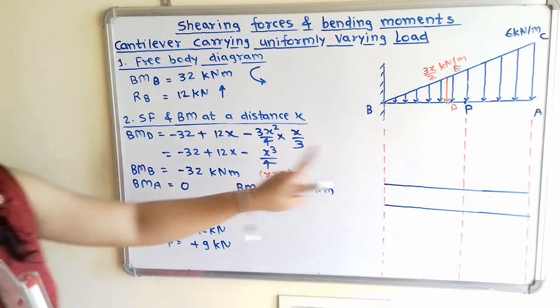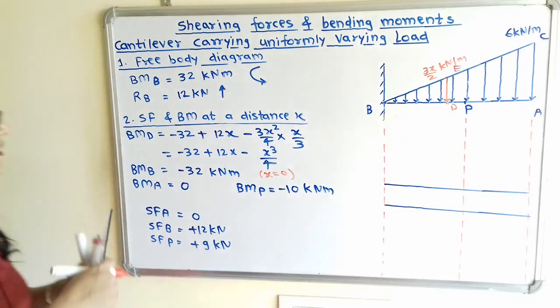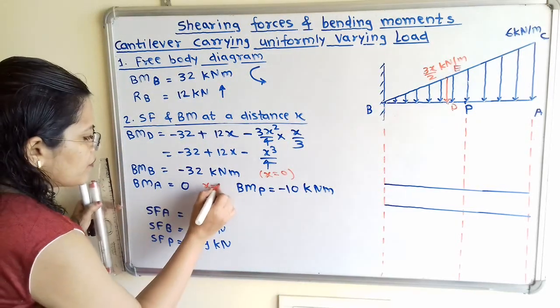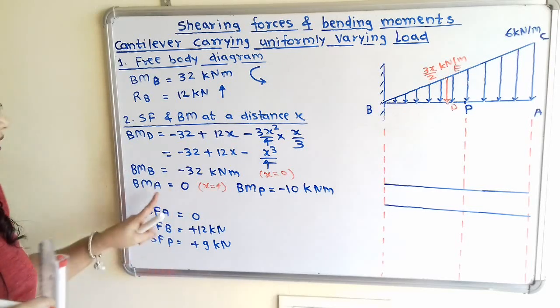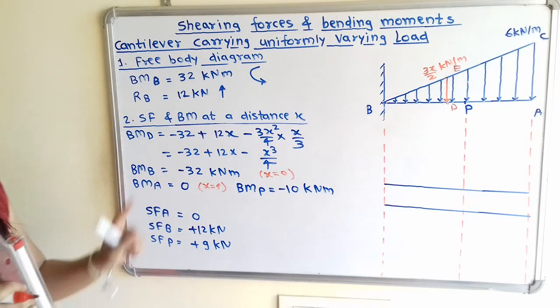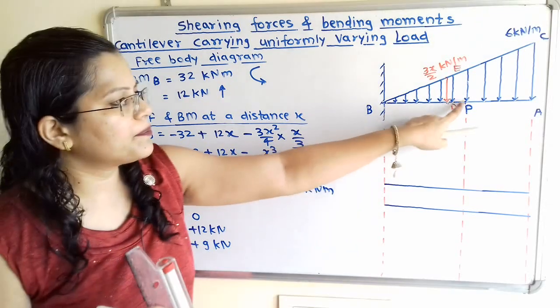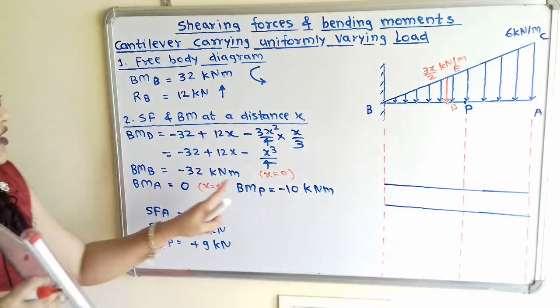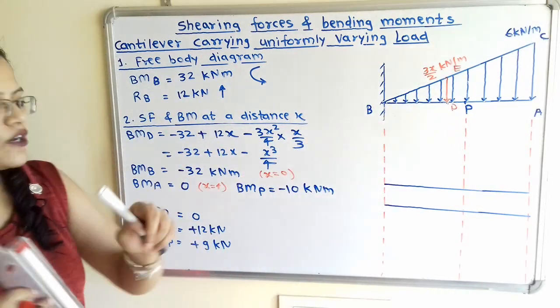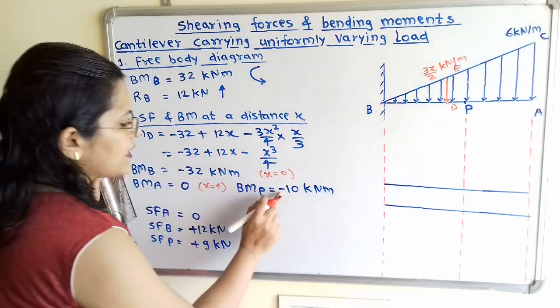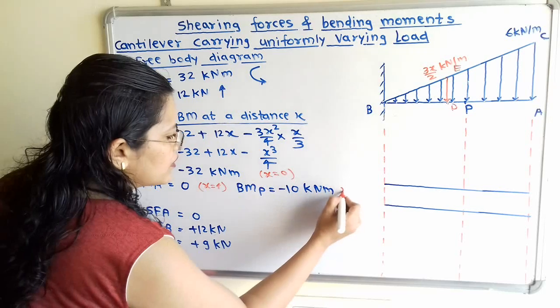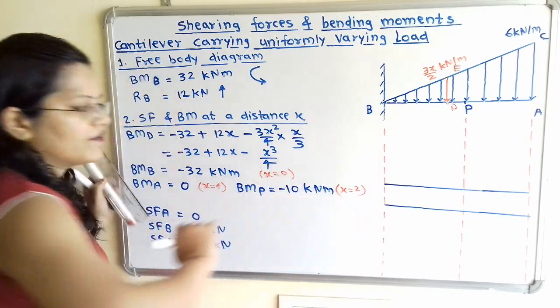Then bending moment at point A where x is equal to 4. So when we put x is equal to 4 in this equation, we will get bending moment at point A is equal to 0. And bending moment at point P, which is the middle point. So at a distance x is equal to 2, when we put the value x is equal to 2, then we will get it is minus 10 kilonewton meter at x is equal to 2.